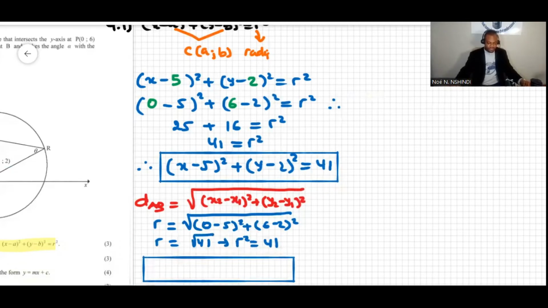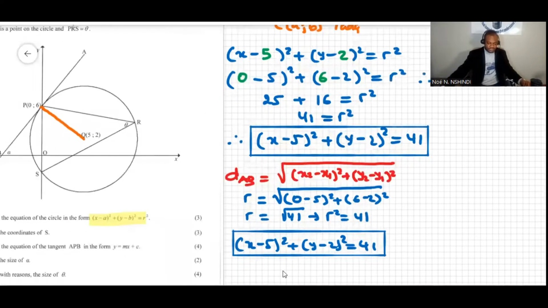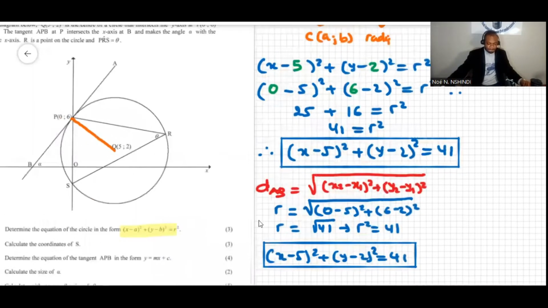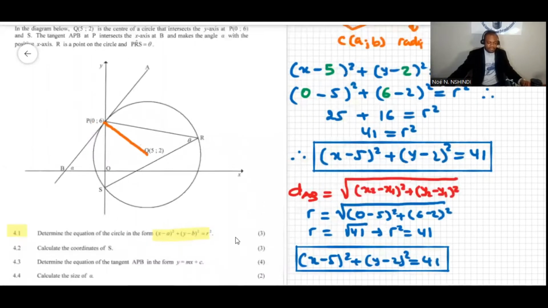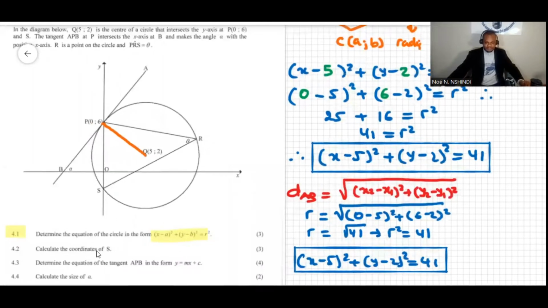So this will be (x − 5)² + (y − 2)² = 41. Then the following question is, let's see, calculate the coordinates of S. S is this point over here. So how can we find the coordinates of this point S then?